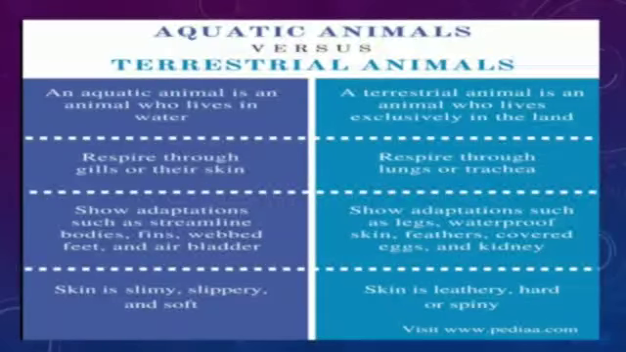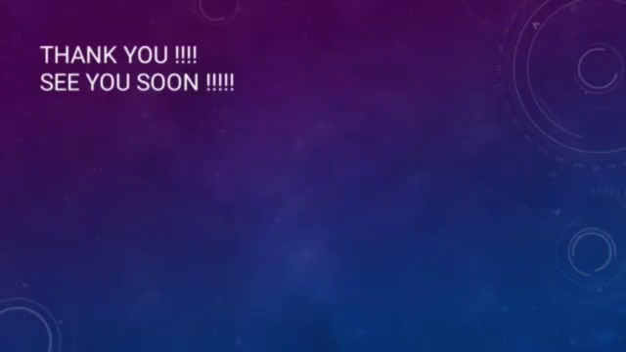Aquatic animals show adaptations such as streamlined bodies, fins, webbed feet and air bladder. Terrestrial animals show adaptations such as legs, waterproof skin, feathers, covered eggs and kidneys. In aquatic habitat, animal skin is slimy, slippery and soft, and in terrestrial animals skin is leathery, hard or spiny. So students, here we have learned about terrestrial habitat and aquatic habitat.